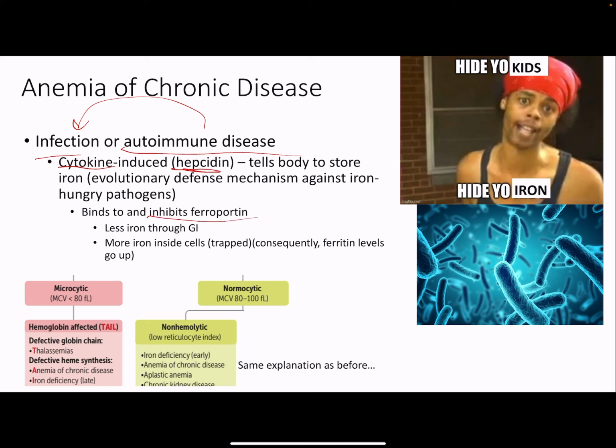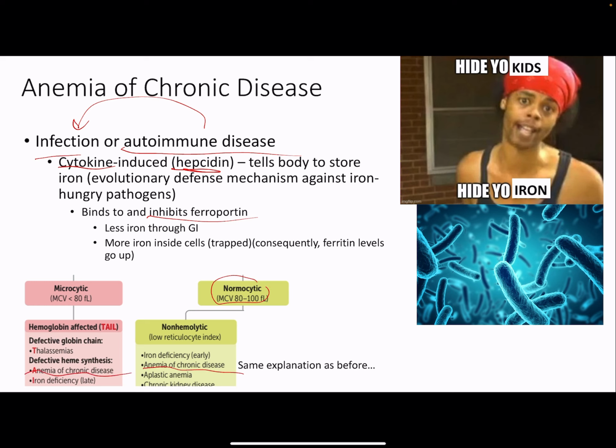And if you remember from the previous slides, ferroportin's job is to transfer iron across cell membranes and also to absorb it from the GI tract. So you're going to get less iron overall. You're basically hiding it from, let's say, the bacteria or the parasite to starve it of iron so that it might die. And it's the same explanation as before, the fact that we see this as both a normocytic anemia, here's our anemia of chronic disease, and it's over here as well.